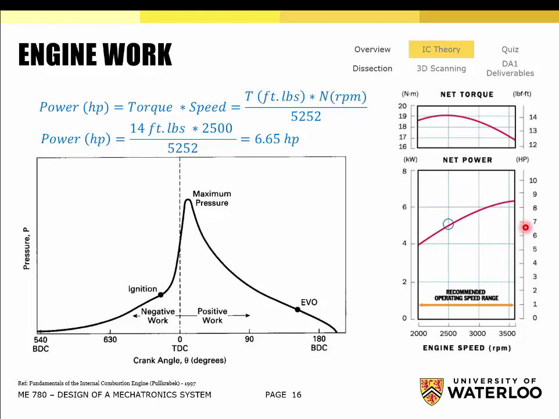So if you want to operate a vehicle, or an engine, at very low speeds, torque is really all you need. However, if you want to operate it at high speeds, then power is more important. Does that kind of make sense?